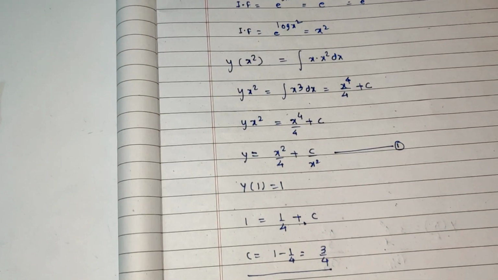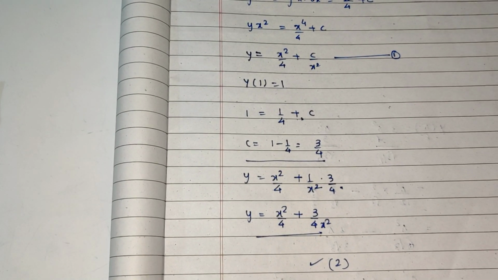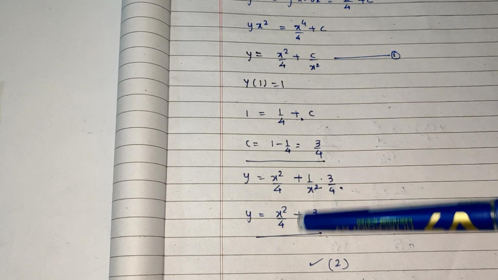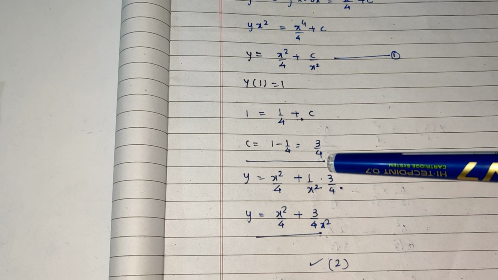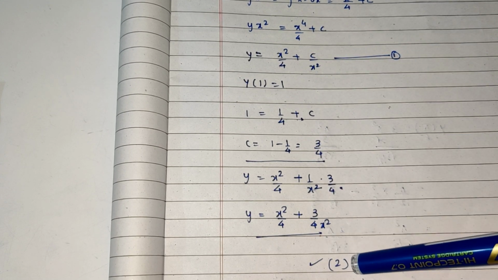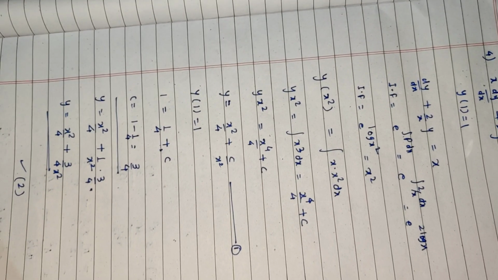Then substitute value of c in the equation 1, y will be x square upon 4 plus c, c is 3 by 4, 3 by 4 upon x square. So second option is the correct option. The complete solution is this.